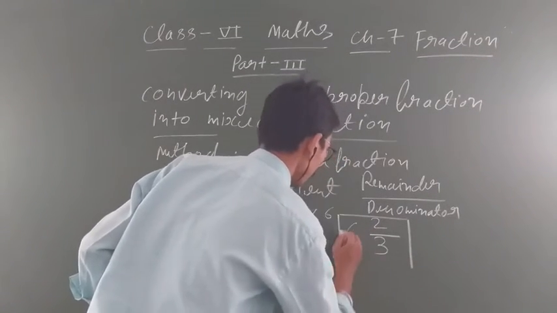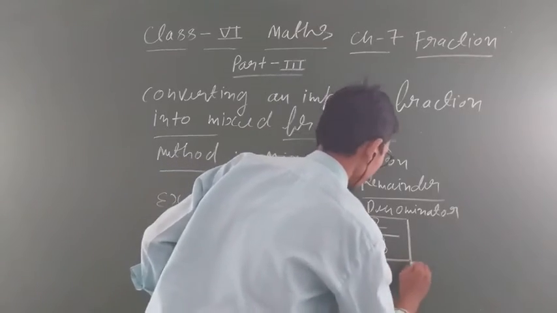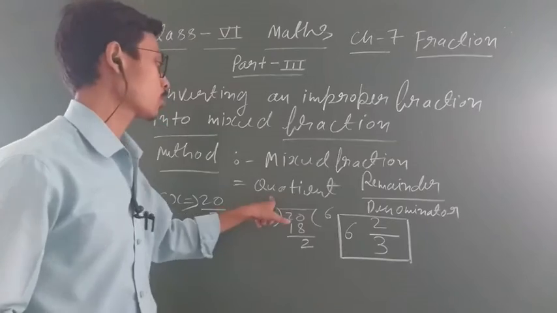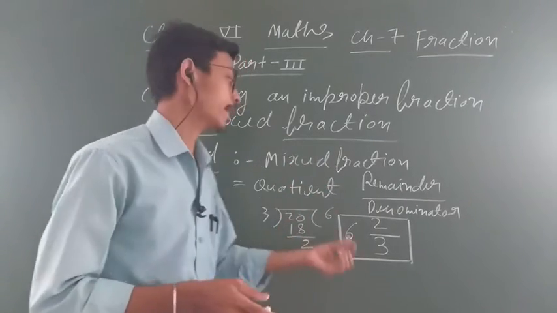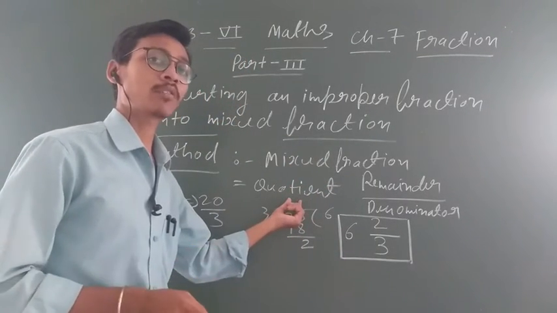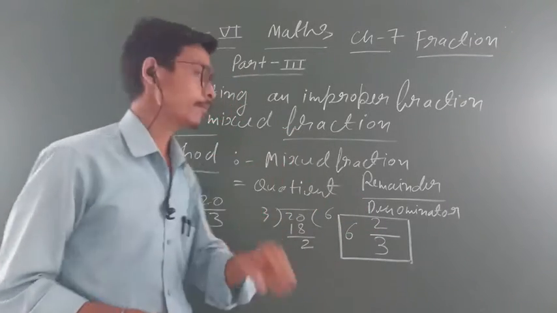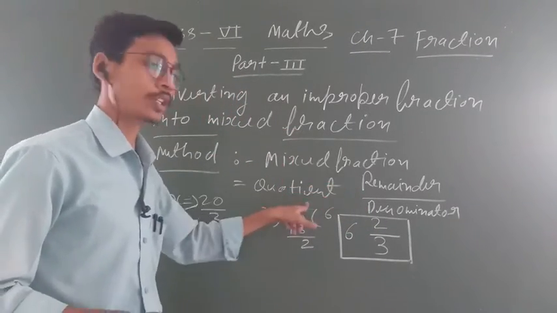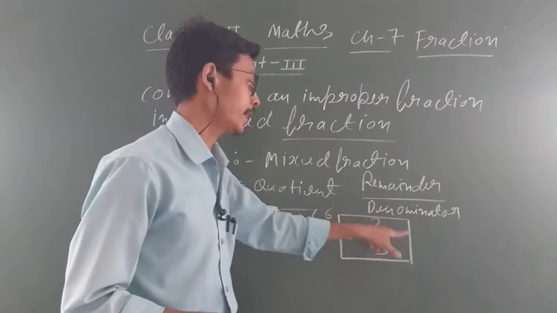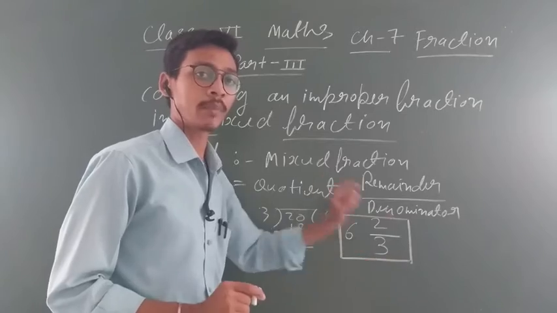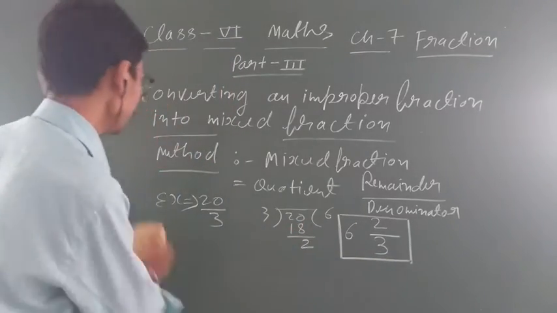If anyone asks you how to convert, you will give the explanation: mixed fraction is equal to quotient, remainder and denominator. Every time you don't need to write down all this. I am writing this only for your understanding. So I have written the quotient here, then the remainder and the denominator.